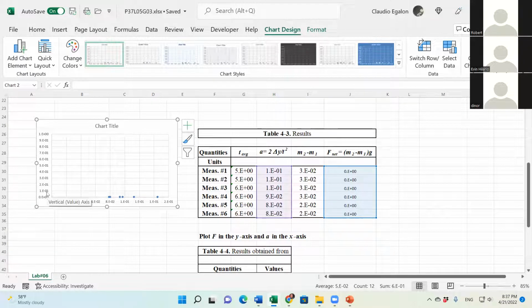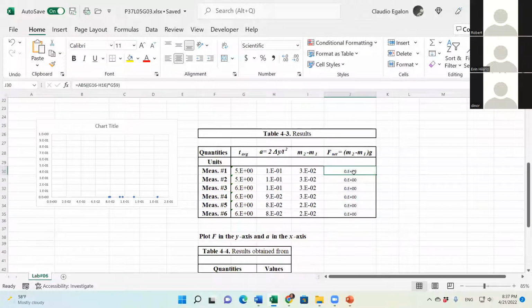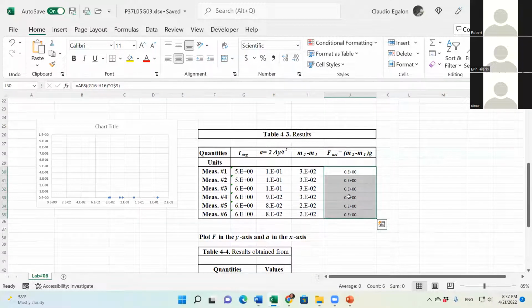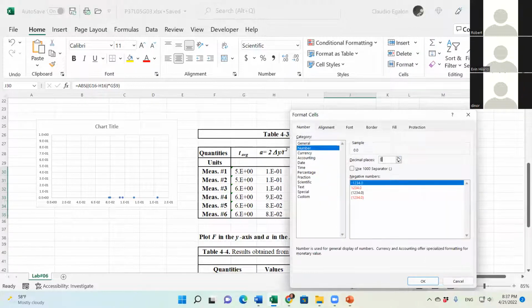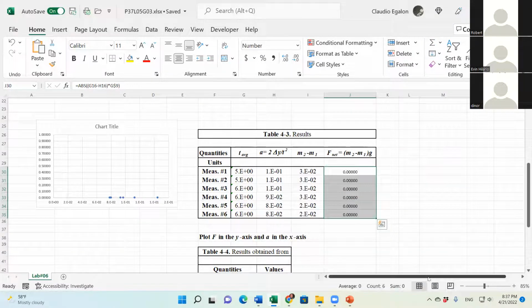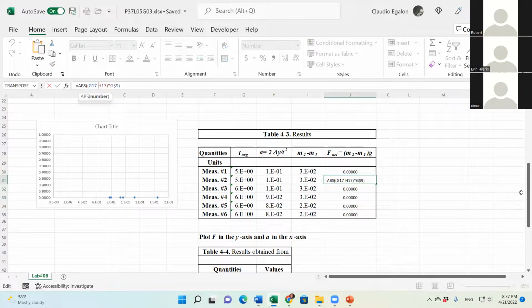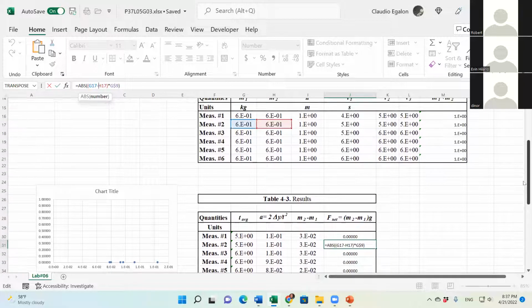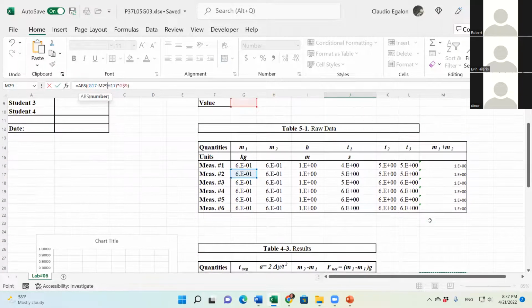Why am I getting that? Huh. Yeah, I don't understand why it's plotting like that. Let me put some numbers there to try to get some. Everything is 0.